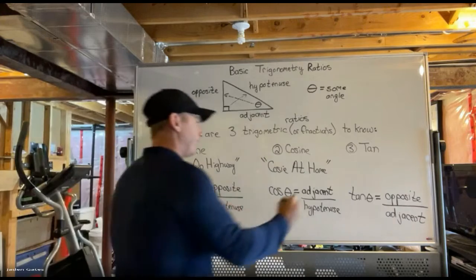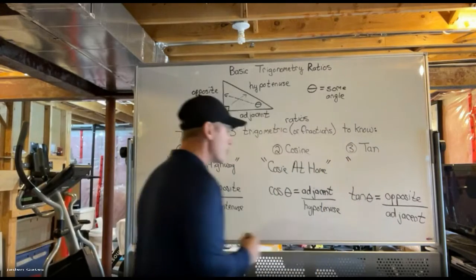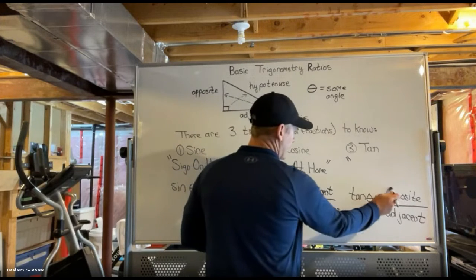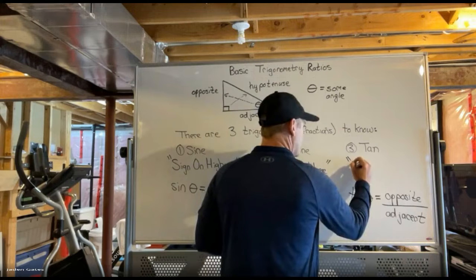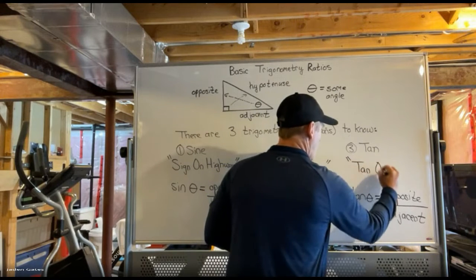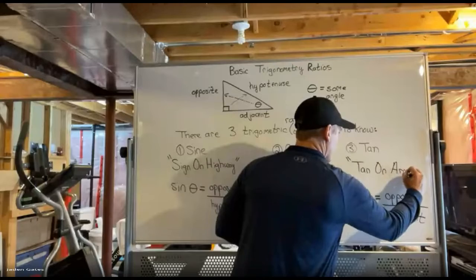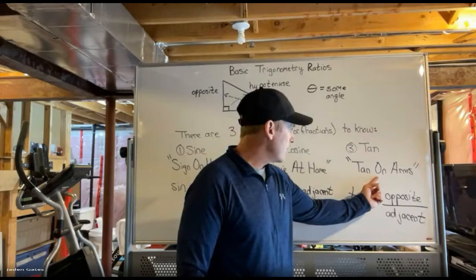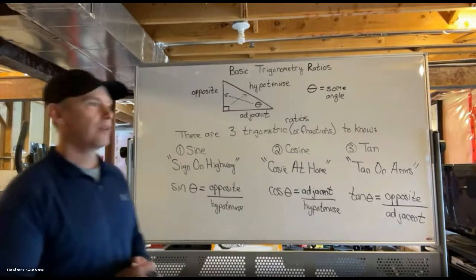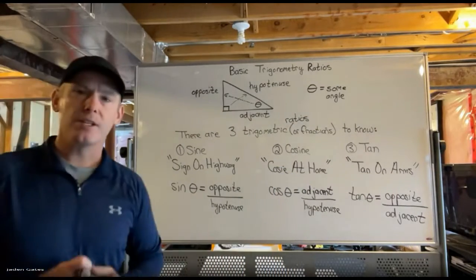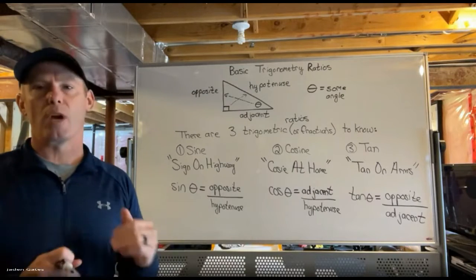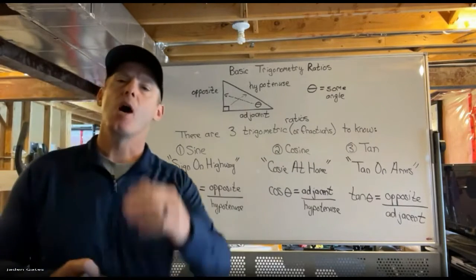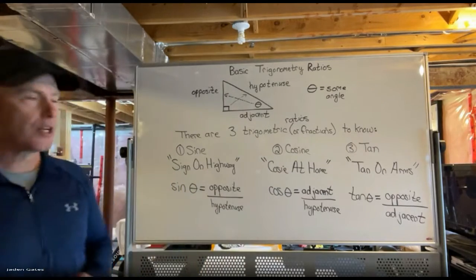And the last one, not so much for me because I'm Irish, but the tan ratio. Again, how do I memorize the tan ratio? Is the opposite side divided by the adjacent? Tan on arms. The tan ratio is the opposite divided by the adjacent. All right, so we have my three phrases to remember my three trigonometric ratios: sine on highway, cozy at home, tan on arms. Now, how am I going to use those? That's what we're getting to next.